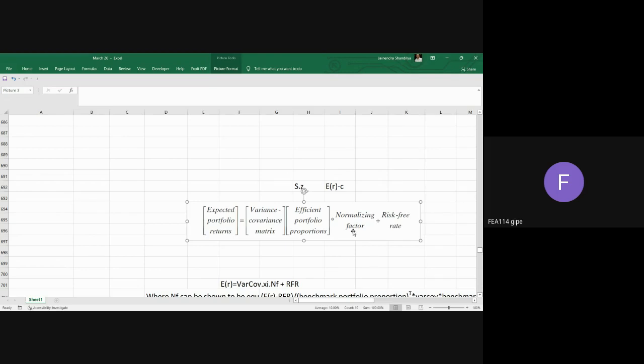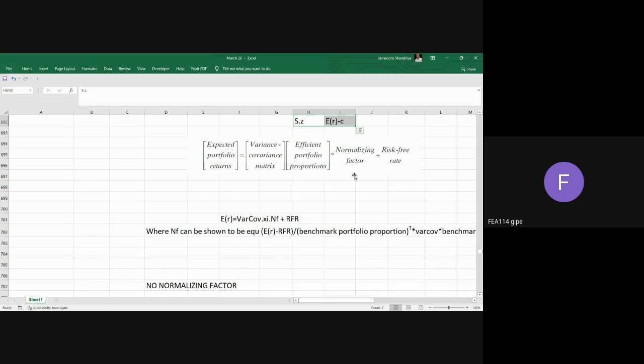Why? Because if I don't normalize, it will just be this equation, S into Z equals ER minus C, which is the identity we have been trying to solve. This SZ equals ER minus C we were solving. So the Z matrix that we were getting was more than 100%, which is what you saw recently. So then I divided by the sum of the proportions, and then I got 1. So this normalizing factor is very important in Black Litterman.